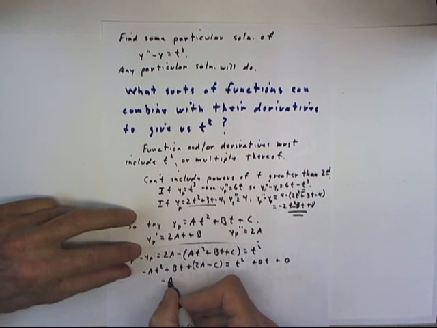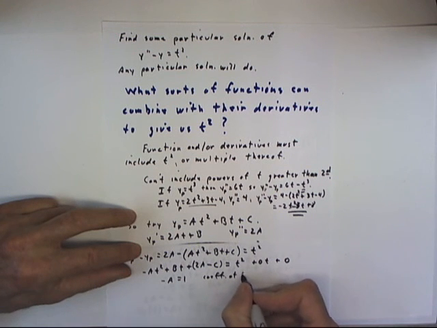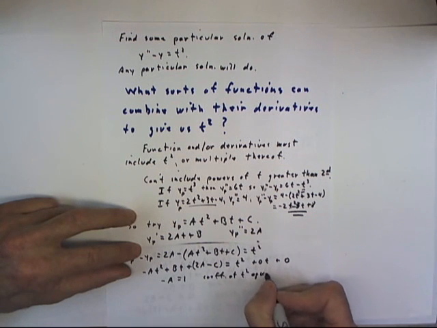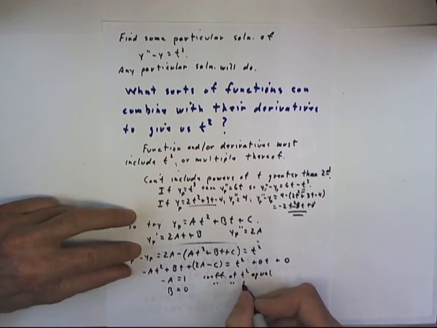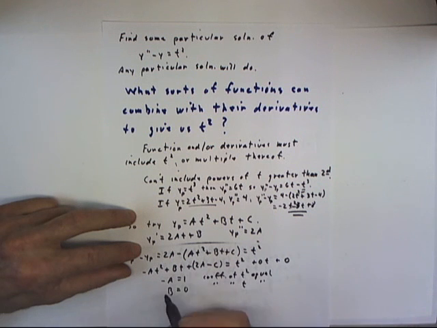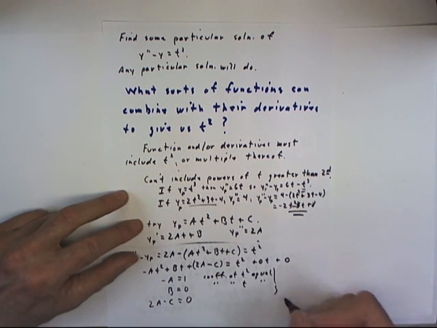We're going to get negative a equals 1. That's setting the coefficients of t squared equal. And b has to equal 0. That means the coefficients of t have to be equal. And our constant terms have to be equal. So 2a minus c has to equal 0. This is 3 equations and 3 unknowns.